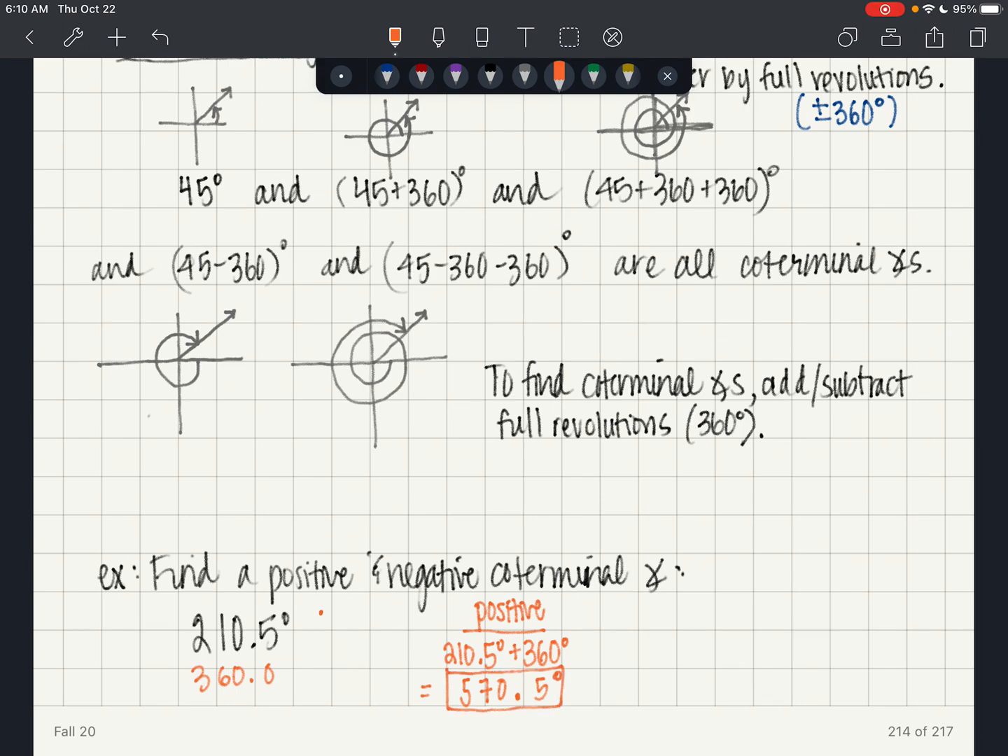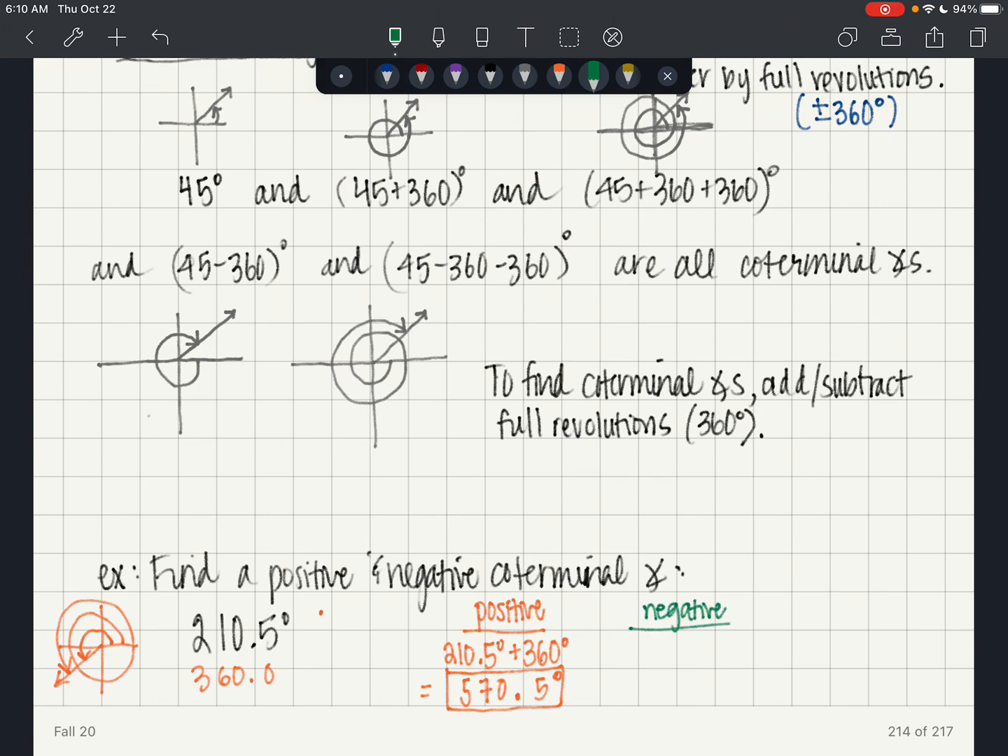That is a positive coterminal angle, which means this angle lying in quadrant 2, there's 210.5 degrees, and there is 570.5 degrees. 210.5 and 570.5 will end in the same exact location. Coterminal angles.